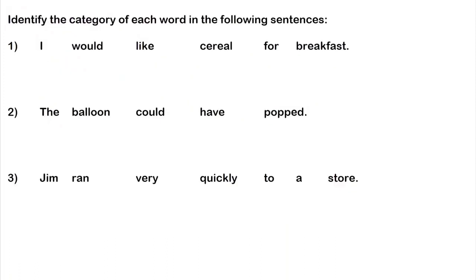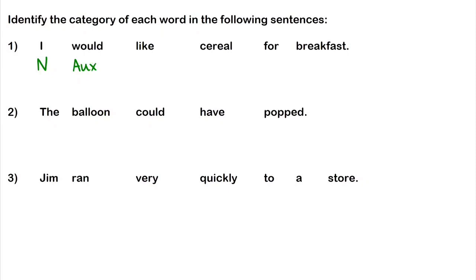So now that we know lexical categories, you can pause the video and try to assign these lexical categories to all of these words. Let's just get right into it. So I is a noun. I would like cereal for breakfast. So would is a modal word, but we'll just call this an aux.